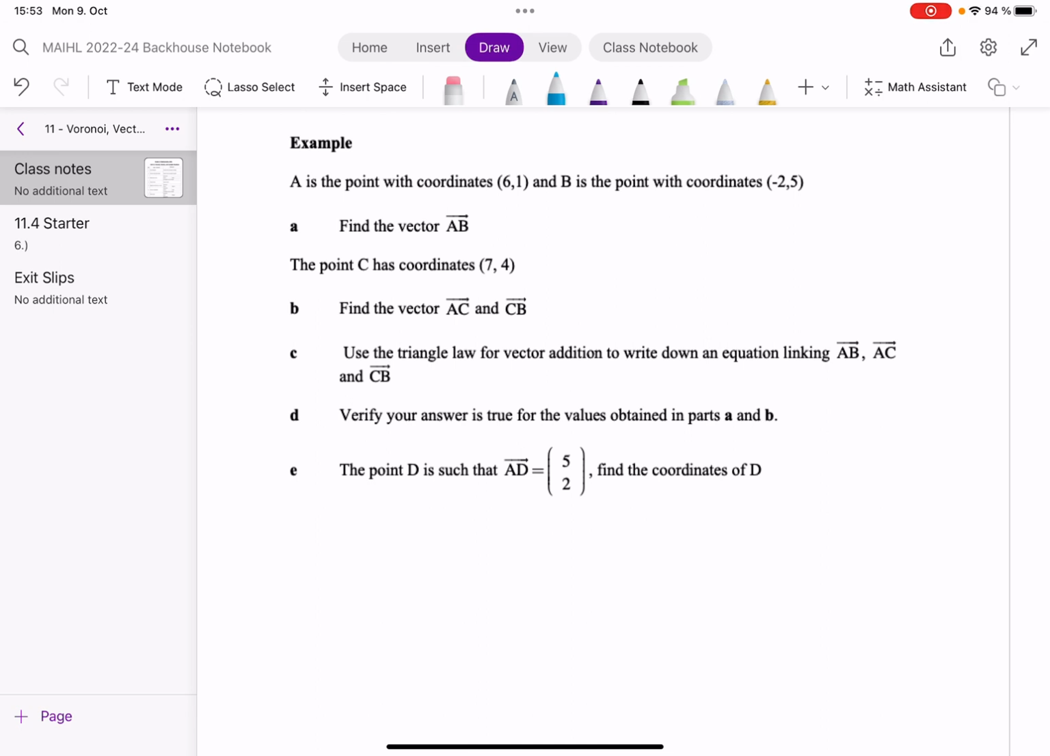Okay, so there's an example on the next page. By all means, pause the video, have a go, and then if you want, fast forward and find the solutions, or go onto OneNote to find the solutions. So part A, find the vector AB.